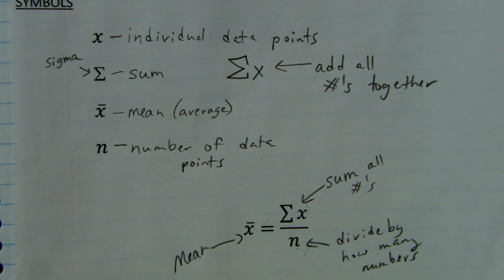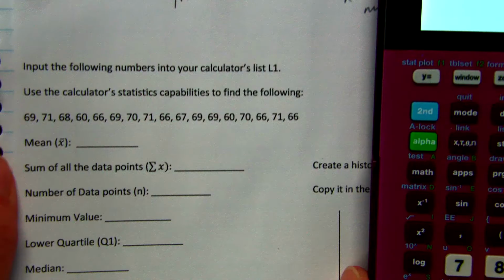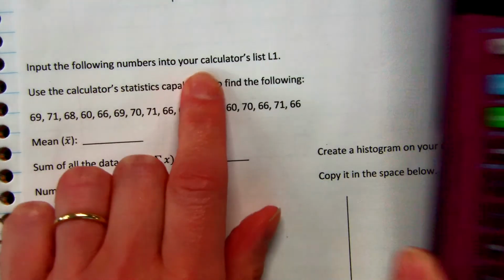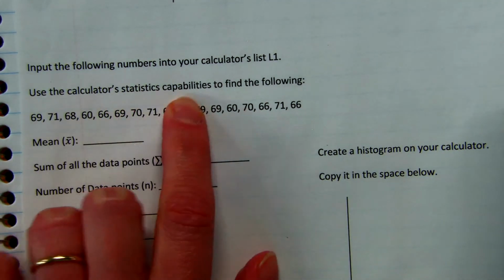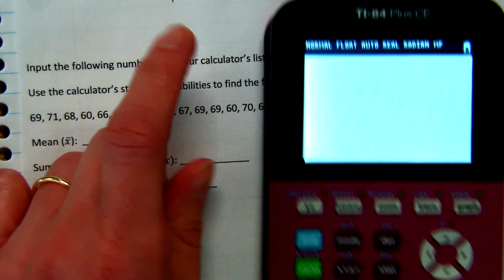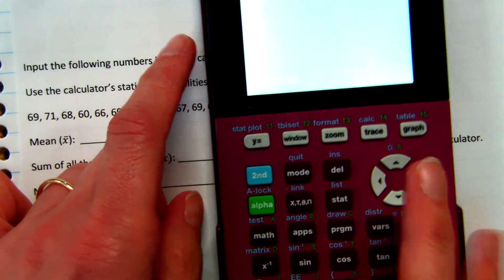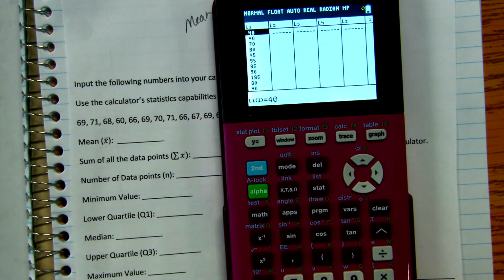Okay? So I'm going to show you guys how to do a lot of the statistics we've been doing on the graphing calculator. And the first step is the same as it was to make the histogram. So I'll go through that. So down here's our example. It says input the following numbers into your calculator's list L1. Use the calculator statistics capabilities to find the following. So the first button that you are going to push is the stat button. That's how you get to edit. So you're going to push stat and edit.